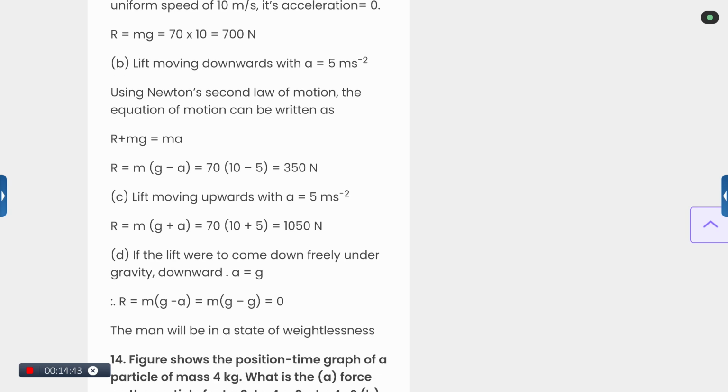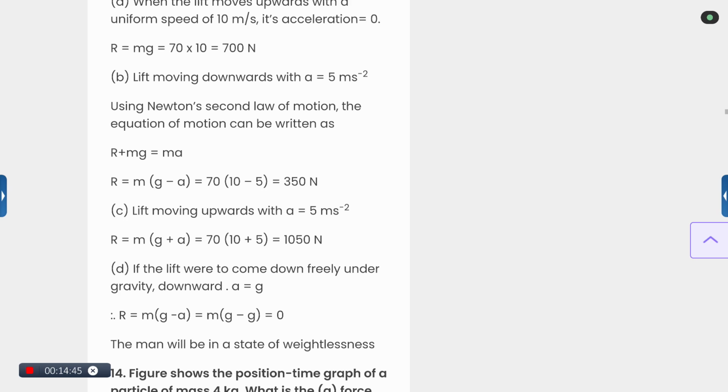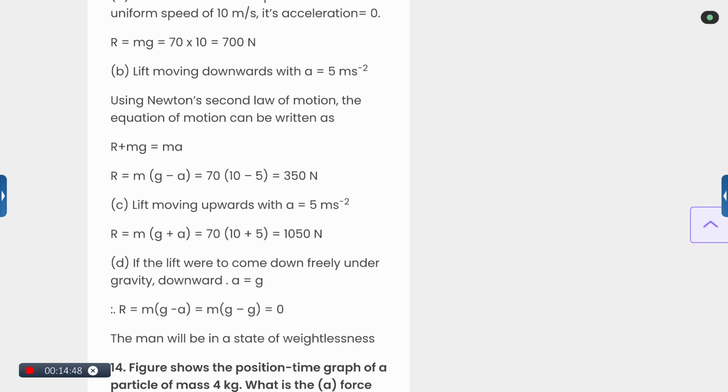Free fall. What is the answer? You don't even need to work it out. You know already: M into G minus A. G equal to A in free fall. So the apparent weight becomes 0. A perfect example of the lift problem. So in the varieties you have to study, we can do the varieties. Anything can come for the exam, right? Okay.